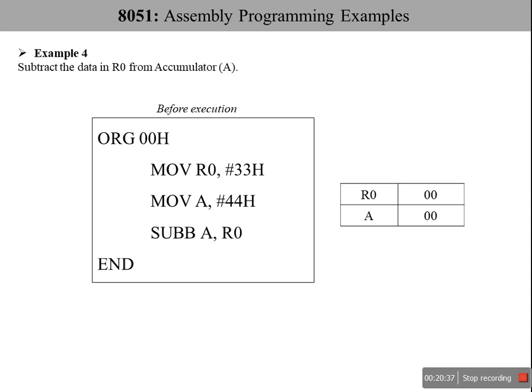Similarly, subtraction. This is before execution. Here the same thing: MOV R0, #33H, so 33 is taken into the R0 register, and 44 is taken into accumulator.